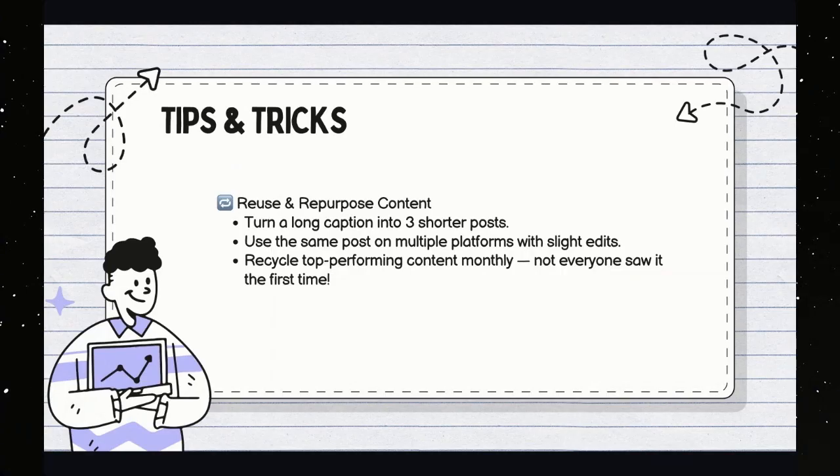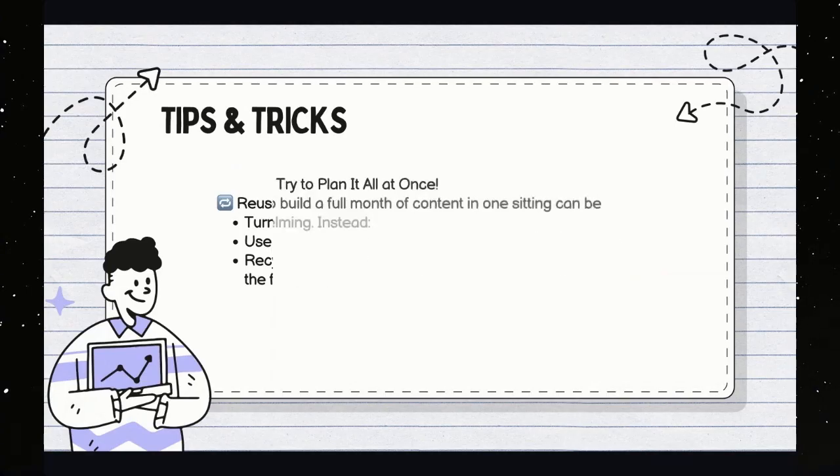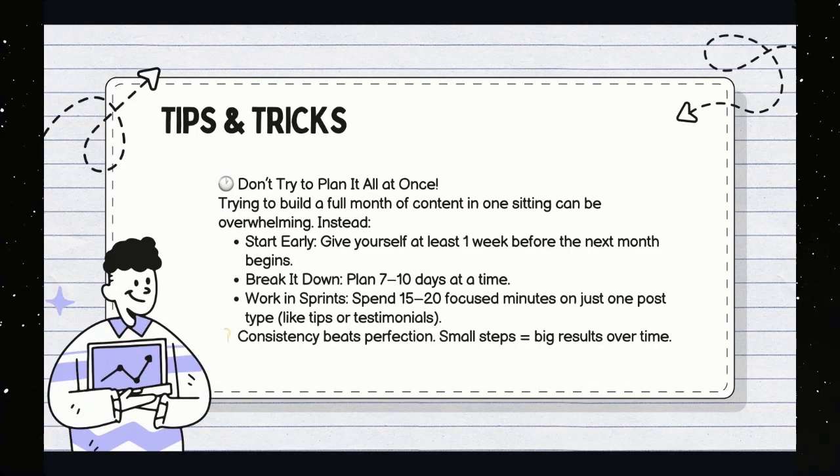They're not going to see the same content over and over, right? Don't try and plan it all at once. Now, I can do so because I've been doing it for months, but trying to build a full month of content in one setting can really be overwhelming. So instead, we're going to start early, right? We're going to give ourselves at least 1 week before the next month so we can start planning it.